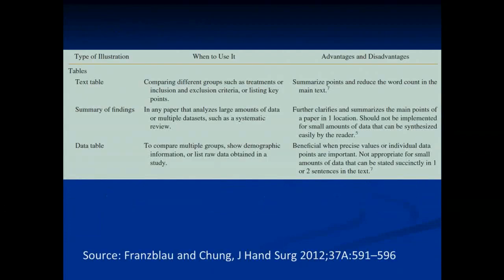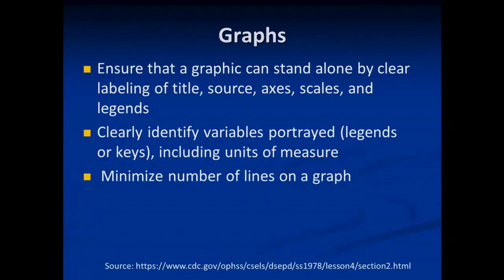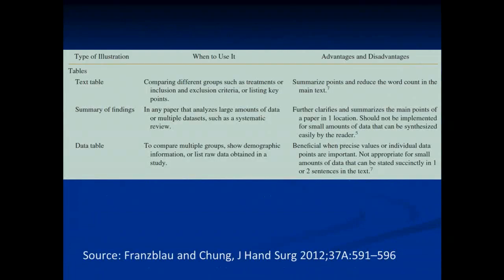So these are just a set of a couple slides for your own purposes as guidelines. This is a 2012 paper that I thought was nice. They created these tables on when to use text tables, when to use a summary finding, when to use a data table. I mean, some of this is intuitive, but it was a nice guideline, and you could refer to that paper if you want to look at it further.